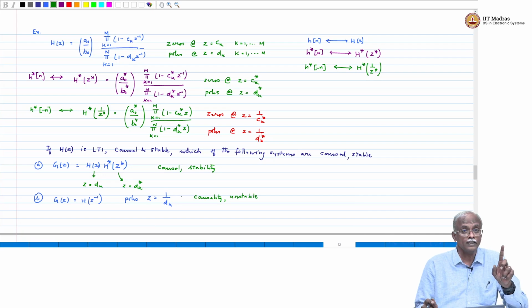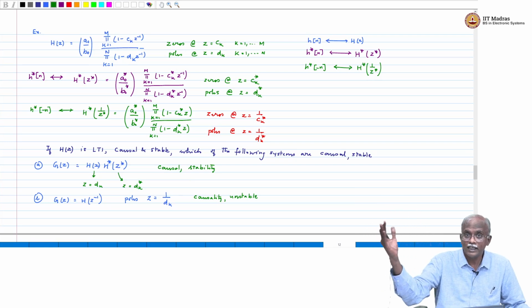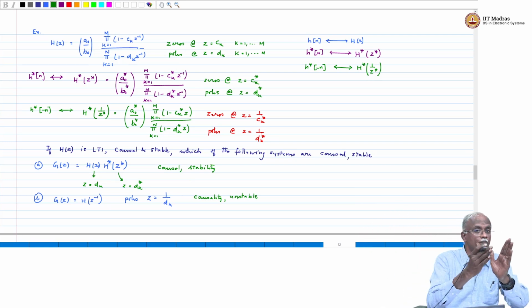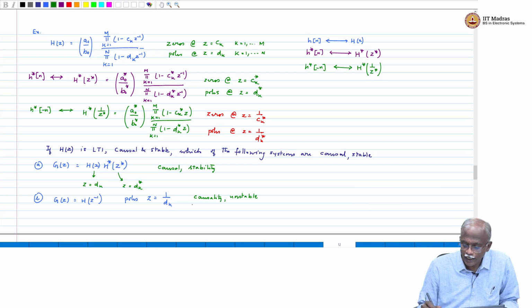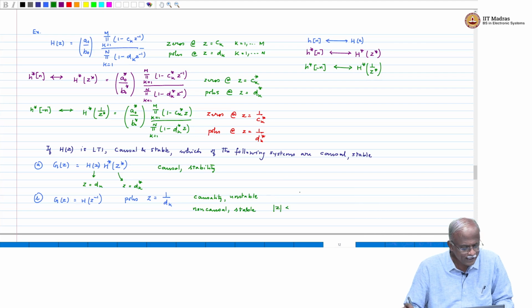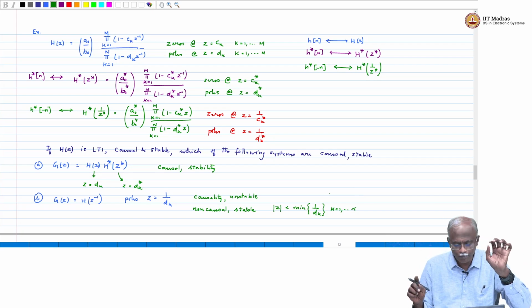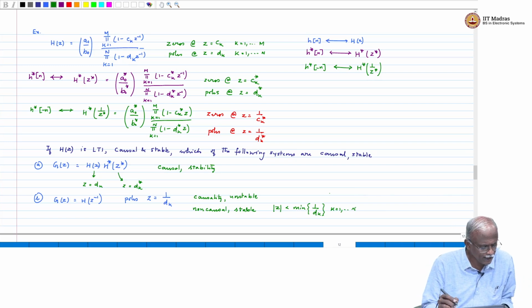On the other hand, if you are willing to allow it to be non-causal, then the region of convergence can be the radius less than the minimum radius, and therefore it can be non-causal and stable. What will be the ROC? Mod z will be less than the minimum radius of 1 by dk, k equal to 1 through n. So notice that tying it into the notions of causality and stability must be very important. You should know how these are going to be related.